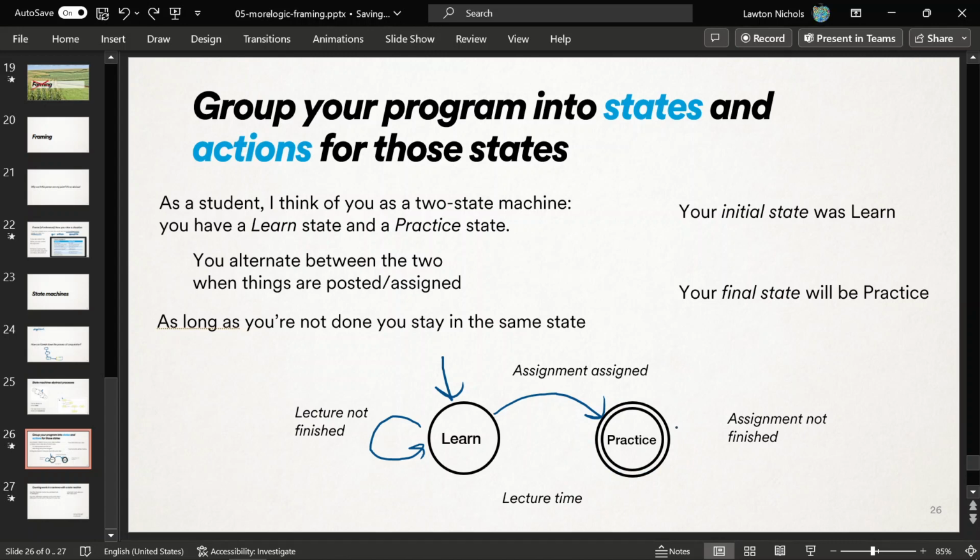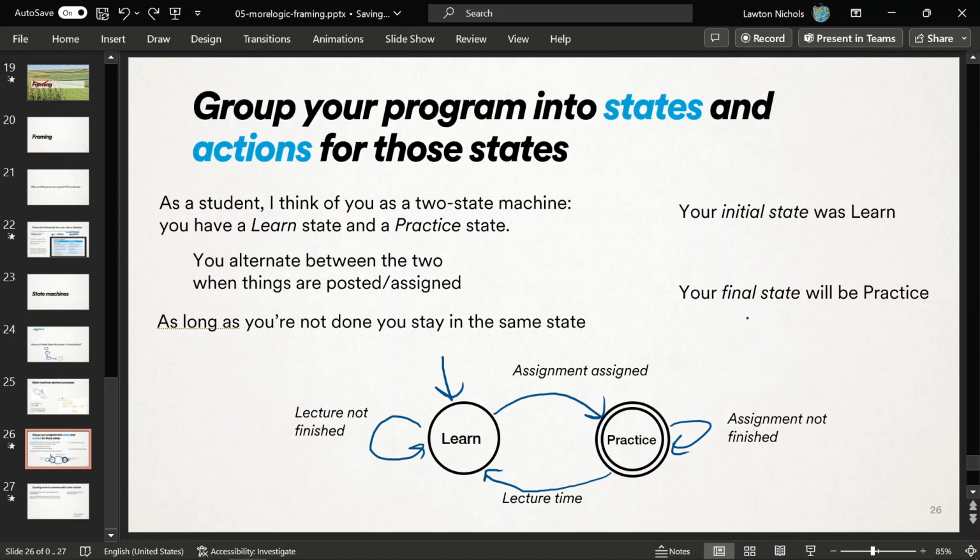Now it's time for you to work on the assignment. As long as that's not done, you keep on staying in the practice state, following that transition. And then once it's lecture time again, you follow the transition back to the learn state. So that lets you move around. That's how I imagine you as a student, and that's how I could model you. I could make a state machine for you as a student in this class.